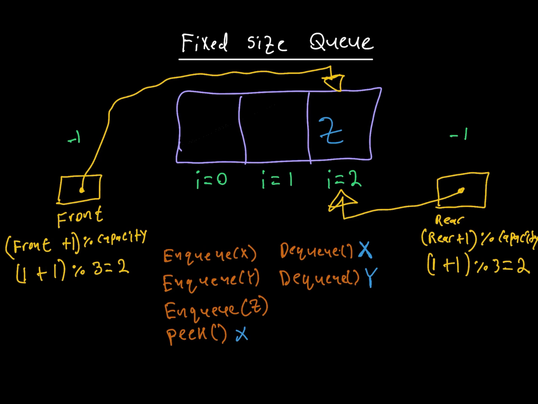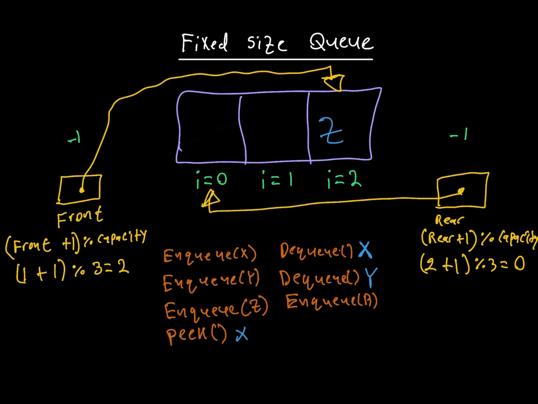Let's say you want to now enqueue B. What would you do? You would look at rear. Rear is currently pointing to index 2, plus 1 mod 3 is going to give you 0. So you would update rear to point to index 0, and you could insert B.